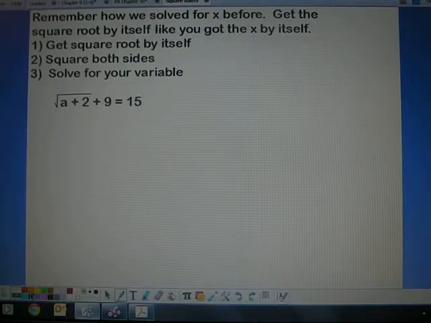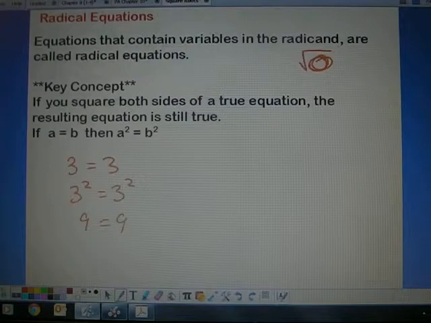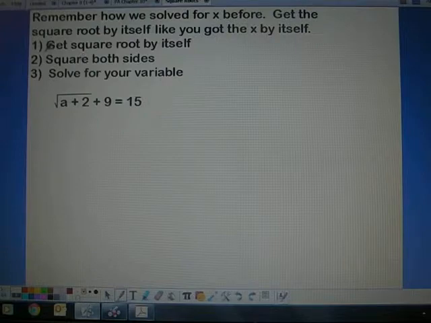So remembering how we solved for x before, we're now going to get the square root by itself like you got the x by itself. So the first thing we want to do is get the square root by itself. Then we're going to square both sides and then solve for your variable. We can't square both sides until we get the square root by itself. Whatever's inside the square root has to be the only thing on that side of the equation before you can square both sides.